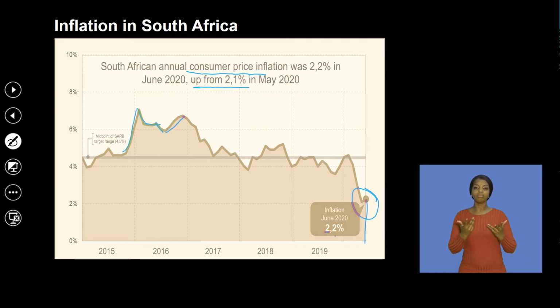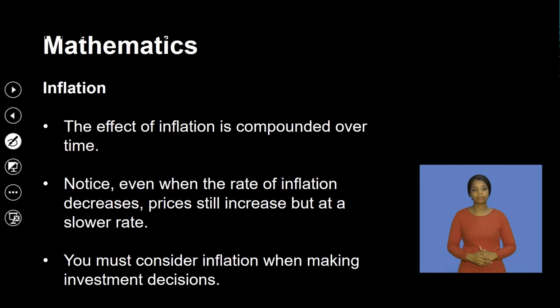And this would mean that it was 2.2% more expensive to buy maybe bread or to buy petrol or to buy something that you need the most at home. And then with also the concept of inflation, we know it's normally compounded over time.